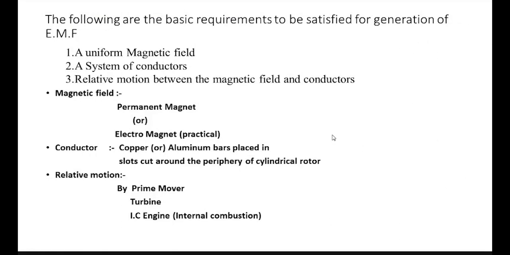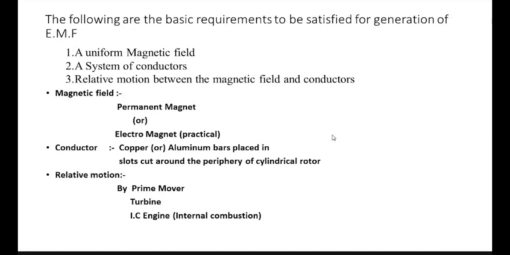For the first one, the magnetic field, either a permanent magnet or an electromagnet can be employed. For a small DC generator, we can employ a permanent magnet. For a large DC generator, we can utilize an electromagnet. So practically, an electromagnet is employed for practical purposes.